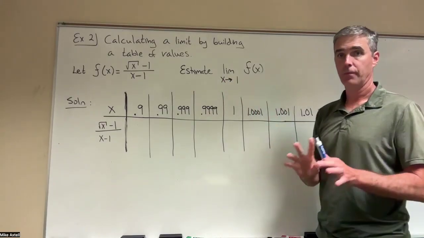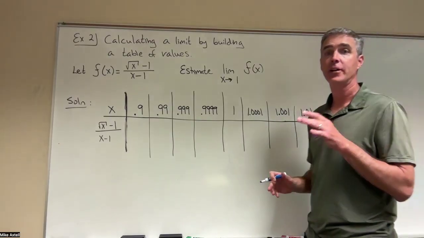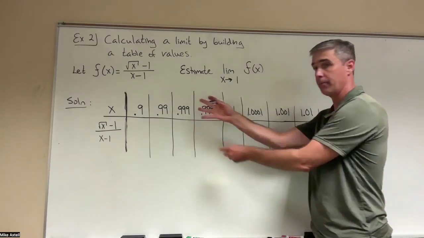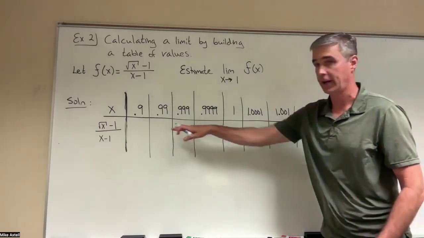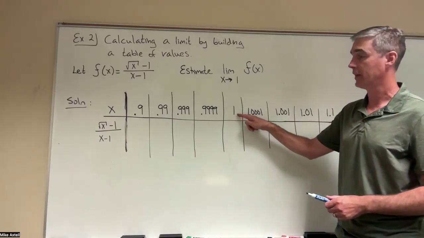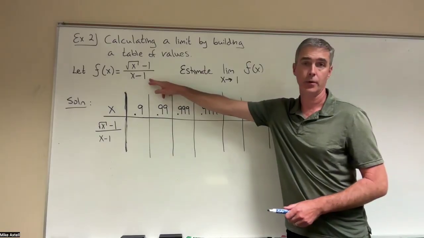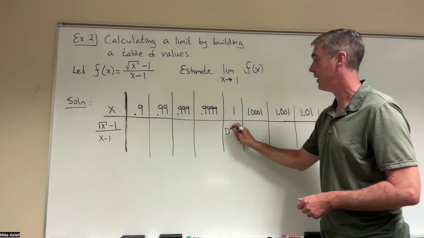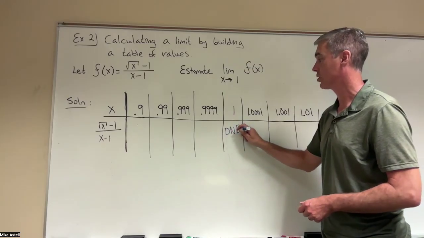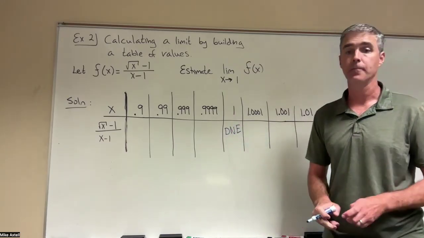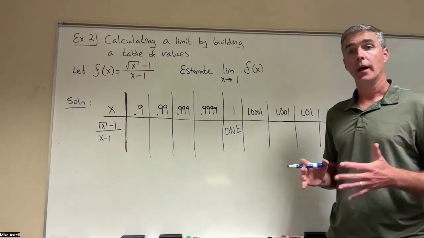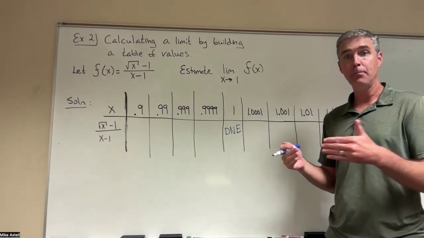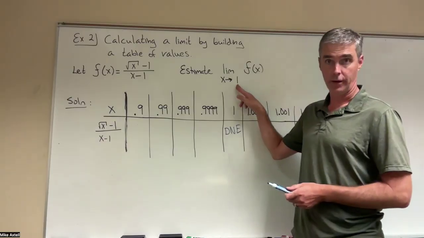First off, please note I'm building a table of values now, and I'm going to crank out the outputs. If I try to plug in x equals 1, I get a 0 in the denominator, which is undefined. So at x equals 1, this function does not exist. A limit tells me to plug in inputs really, really close to 1.